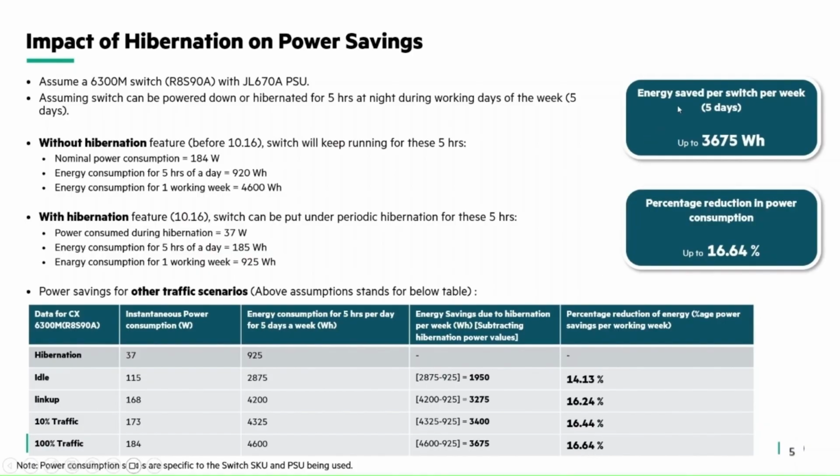Here, to highlight the energy saved per switch per week, that is 5 days for a single switch, it is up to 3675 watt-hours. This is the energy saved for a single switch per week, that is, for 5 days for 5 hours. So the percentage reduction in power consumption is up to 16.64 percent. This is a significant reduction in power consumption, and you can multiply that by the number of switches, and you can see the unnecessary cost and carbon impact add up quickly.